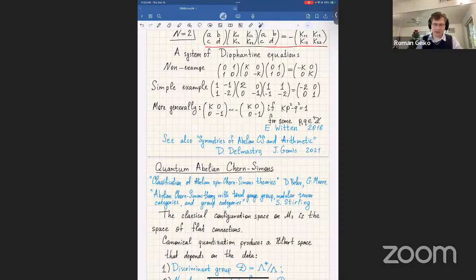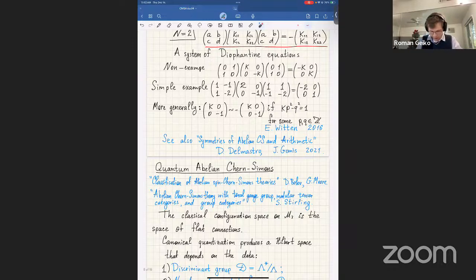So one can take a classical data and quantize it, as was done by Belov and Moore in the paper Classification of Abelian Spin Chern-Simons Theories. So they classify quantum data, and from their point of view, the quantum data is the data over a Hilbert space assigned to a two-manifold by this topological field theory. And there is a very nice review by Spencer Stirling as well.